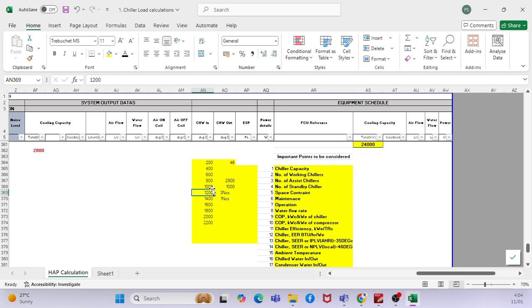So the actual chiller, you can go for 1,000 kilowatt when you have a load of 2,800 kilowatt, right? This is the way you can calculate the chiller capacity, the number of working chillers, and then the number of standby chillers based on the space constraint.